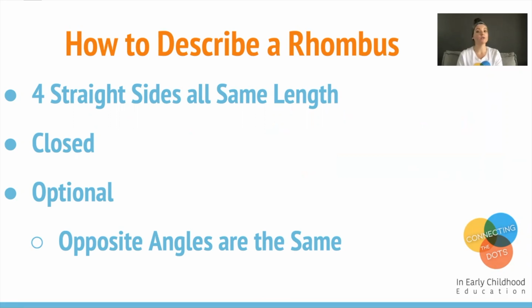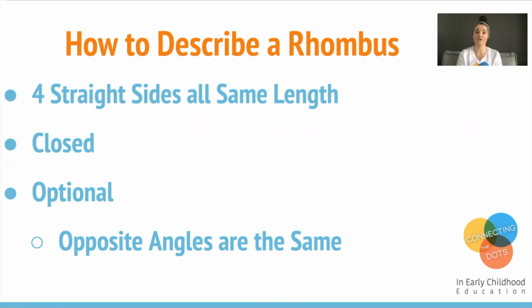In terms of how we're going to describe the rhombus, there are only a few things that we want children to know. First, a rhombus has to have 4 straight sides that are all the same length. Again, it can be helpful for children to practice making straight sides with their arms so that they begin to internalize the concept of a straight side.